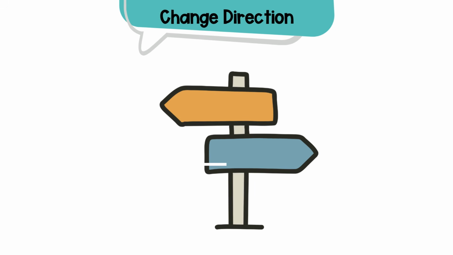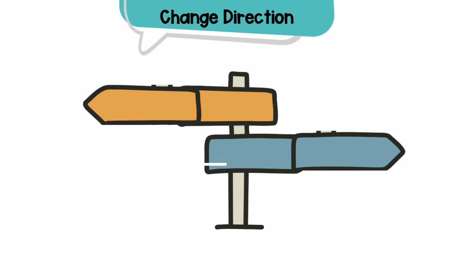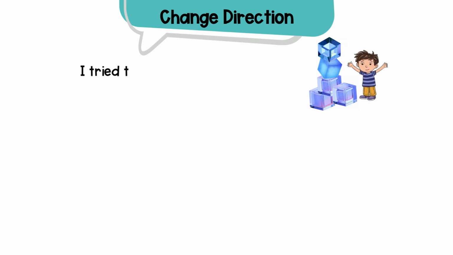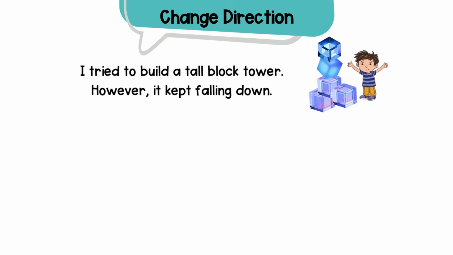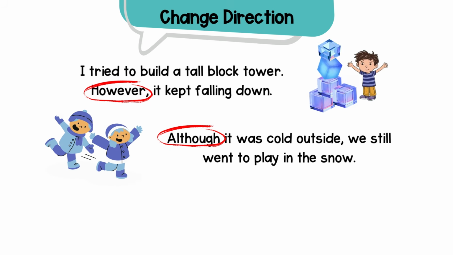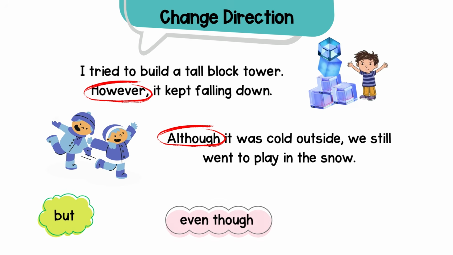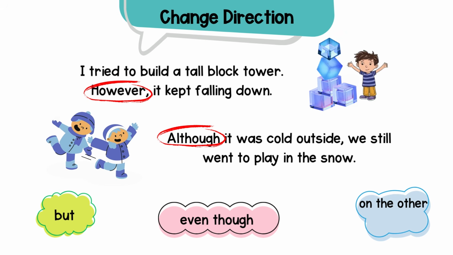Here's another type of transition words that help to change directions in writing. What if we want to show a surprise or contrast, or something opposite? Watch this. I tried to build a tall block tower, however, it kept falling down. However is like saying, wait, something different happened. Here's another one. Although it was cold outside, we still went to play in the snow. Other words like but, even though, or on the other hand, do the same thing.